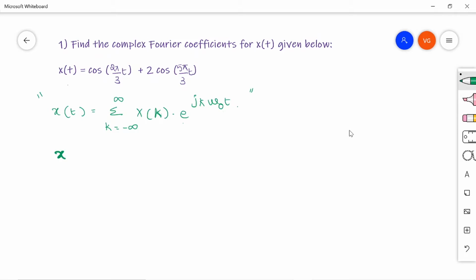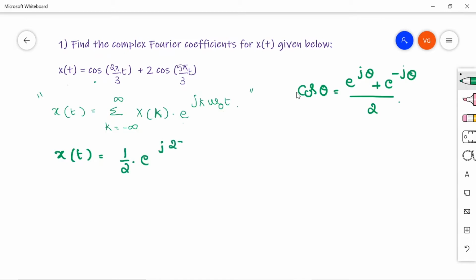So let us write the given x of t in the form of e powers. We know cos theta can be written as e power j theta plus e power minus j theta divided by 2. So this cos of 2 pi by 3t is of that form. In place of theta I have 2 pi by 3, right? So I am writing here half e power j 2 pi by 3t plus half e power minus j 2 pi by 3t. This is for the first term.